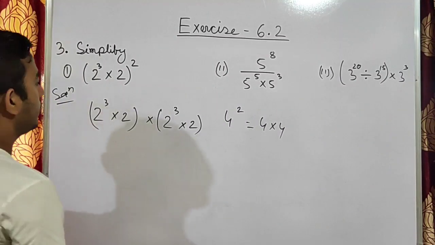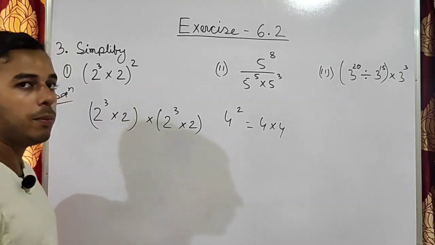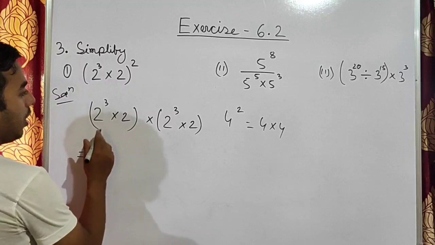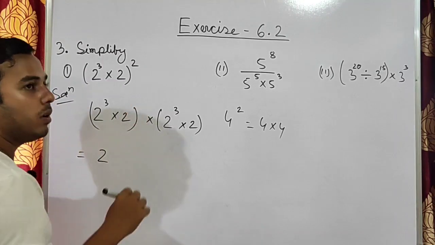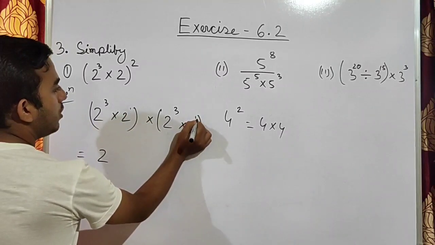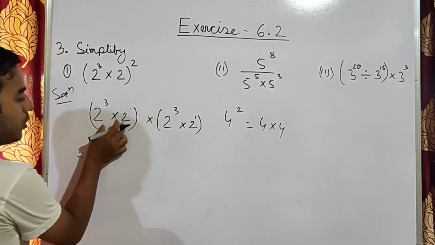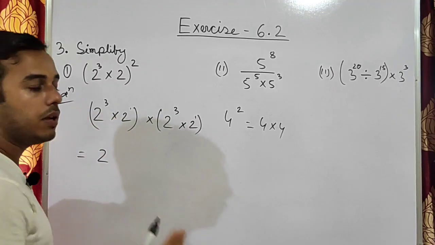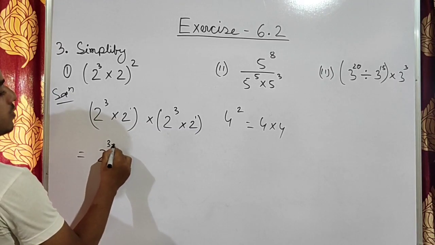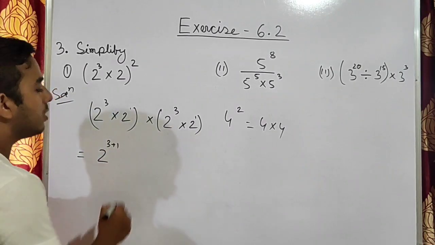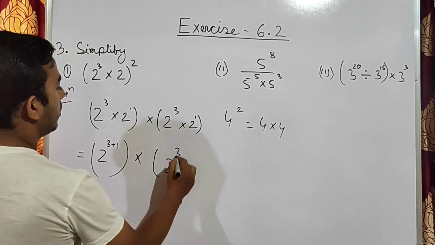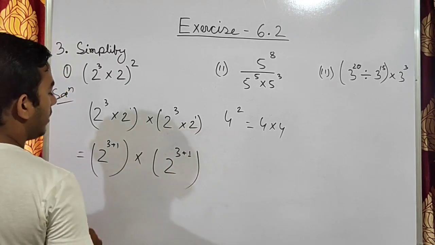Now look, here every number has power what? 1, isn't it? So consider every number has power 1. Here this 2 also has power 1, this 2 also has power 1. Clear? Now the base is common, so the base will be 2. Now in the power it will be 3 plus 1, isn't it? Okay. Now in this case also the same, 2 to the power 3 plus 1. Up to this clear?